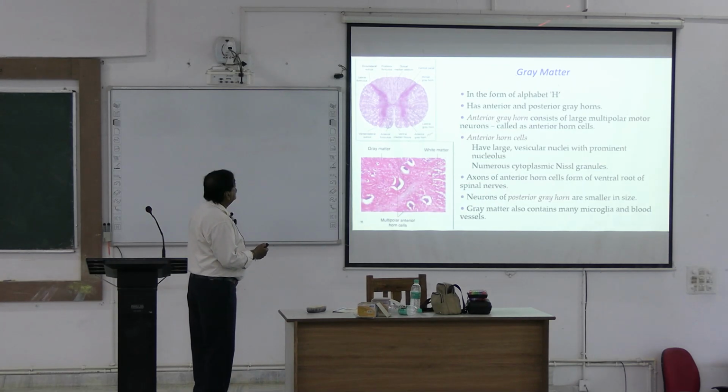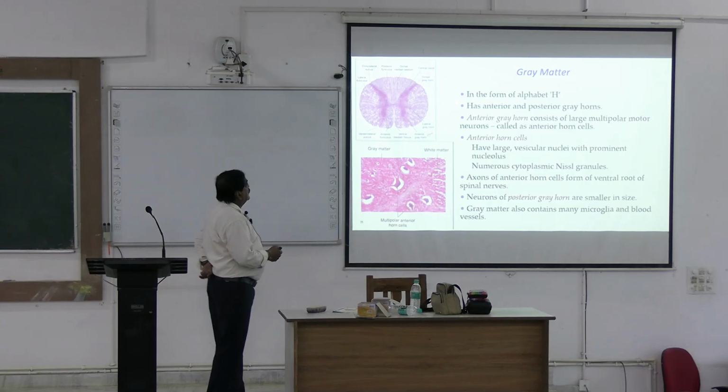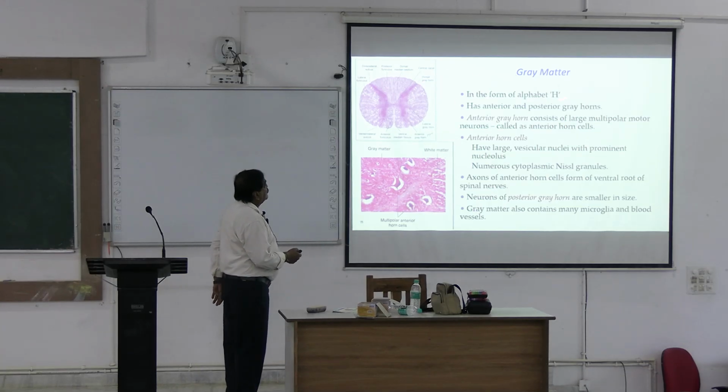Grey matter is in the form of the alphabet H. The H has anterior and posterior grey horns. Anterior grey horn consists of large multipolar neurons called the anterior horn cells. This is the anterior horn cells. This is the multipolar anterior horn cell.